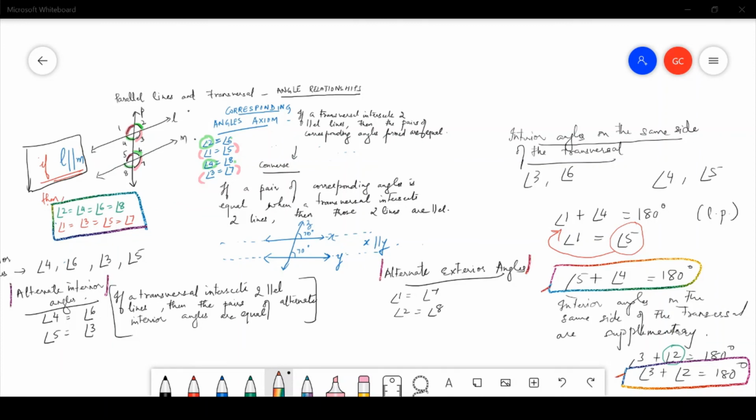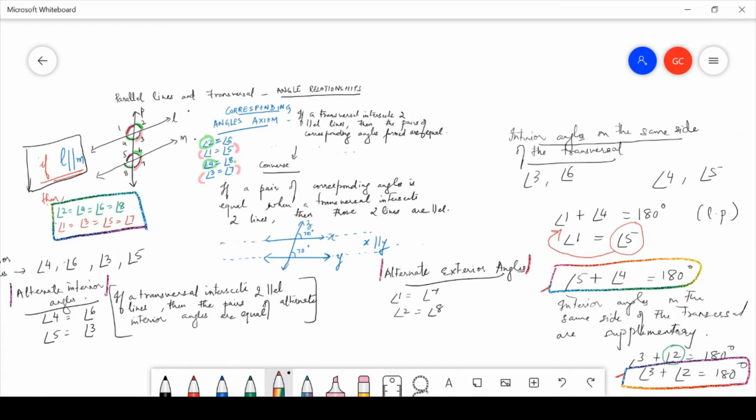So just summing up all the results here, when a transversal intersects a pair of parallel lines, the corresponding angles are going to be equal. We have seen that the corresponding angles are going to be equal. The alternate interior angle pairs are going to be equal. The alternate exterior angle pairs are going to be equal.